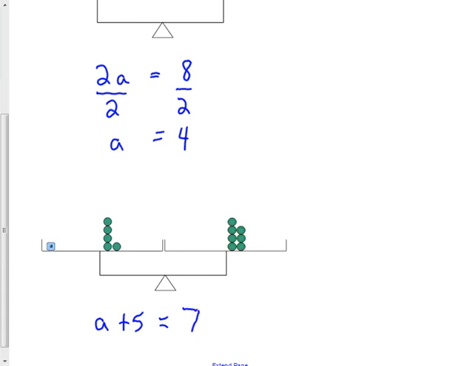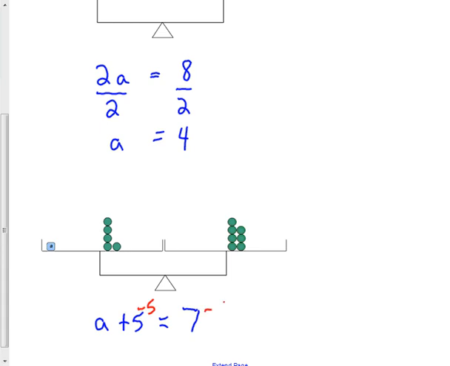Okay, so again, I ask myself, what can I do? What's been done to the variable a, and what can I do to undo it? So if I look, the variable a, we've added 5 to it. I want to undo that addition of 5. So I'm going to subtract 5 from both sides. Now, symbolically, I would show it this way.